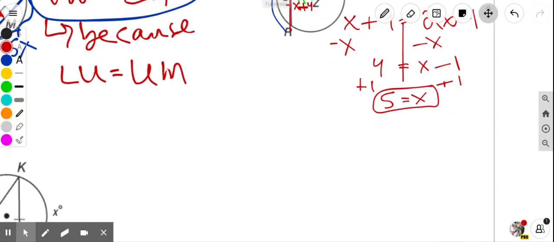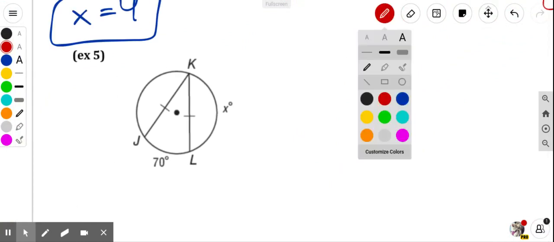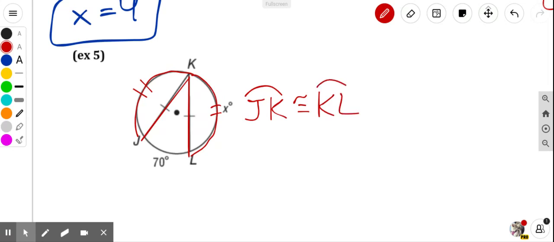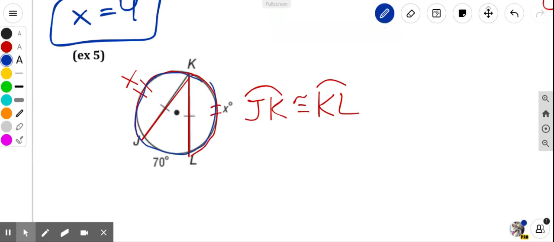Okay, so there's that one. I have a couple more examples to do with you guys. Here's another one. For this one, we are given that the chords are the same. If the chords are the same, that would tell us these arcs are the same. So arc JK is congruent to arc KL. Notice KL is marked with x, so that would mean JK is x. Now, these arcs that we're given, all 3 of them, notice they make the full circle. And a full circle is 360 degrees.